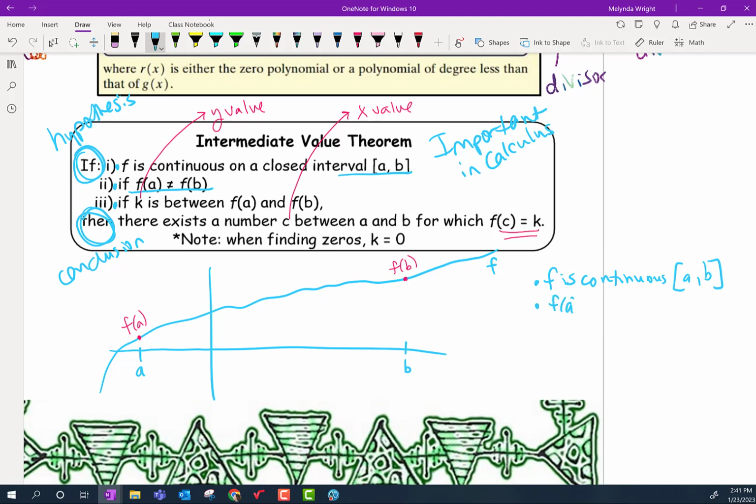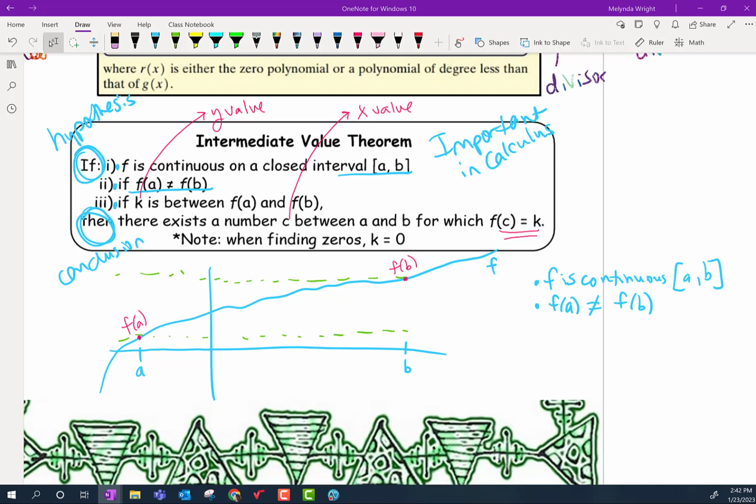Second, f of a does not equal f of b. So let's investigate that. f of b is this height, right? That y value. And f of a is down here. They do not have the same y value, right? One is down lower than the other one. That is true. f of a does not equal f of b. Okay, great.